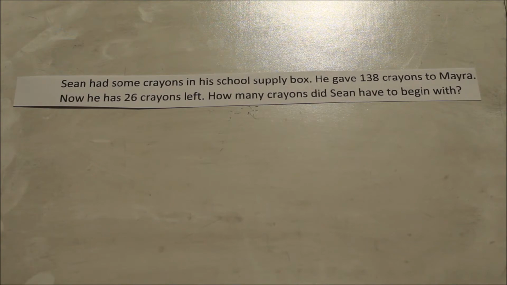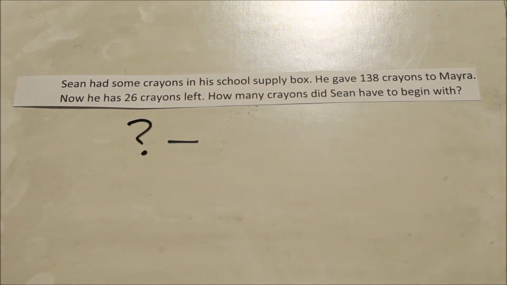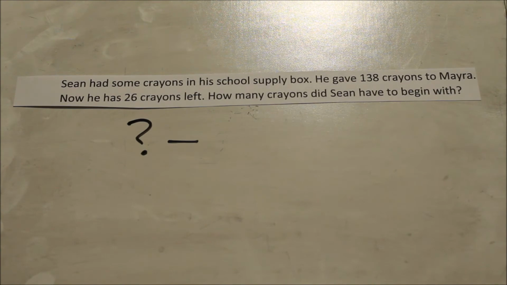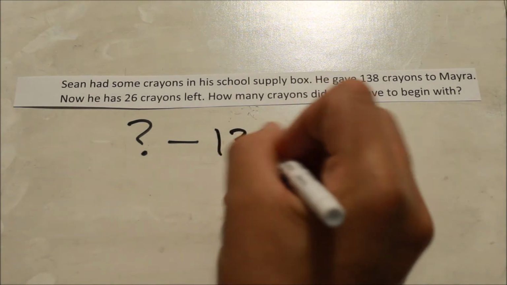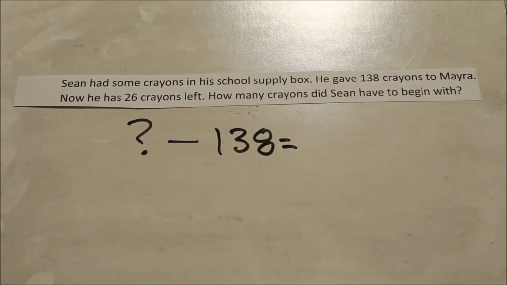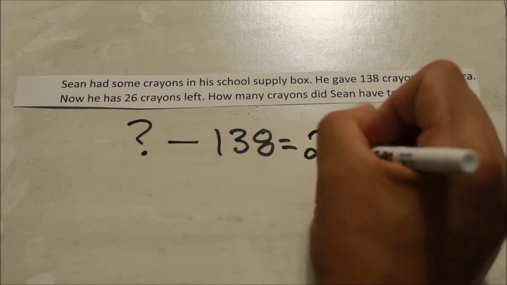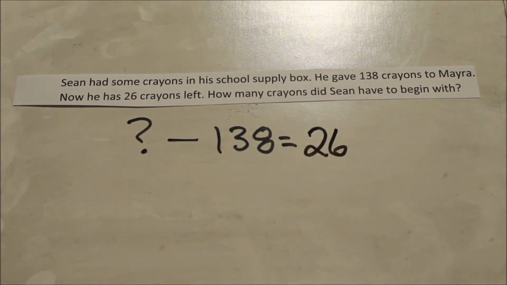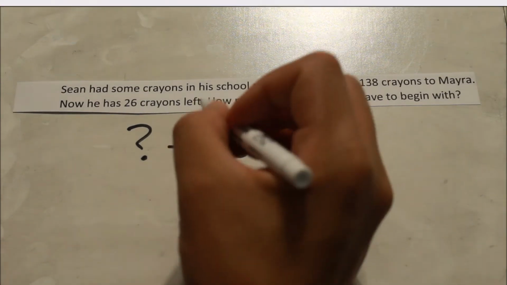Well, I know that it says left, so I know that I'm going to be talking about subtraction. So now is it going to be a result unknown, a change unknown, or a start unknown? It doesn't tell me how many Sean has in his school supply box. So I get to put a question mark at the very beginning. He gave 138 crayons to Myra. So I know that the change is 138. Now he has 26 crayons. When you see now, most of the time that means that is your final answer. So there's 26. How many crayons did Sean begin with? When it says begin with, that lets you know that this is a start unknown.